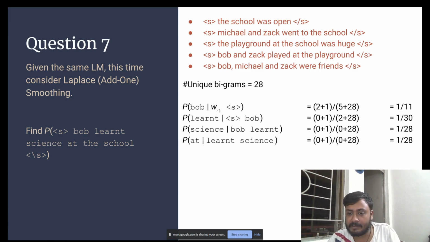Similarly, again, there is nowhere in the corpus where you have "learned science". So "learned science" is not there. So again 0, 0. Same for "science at".